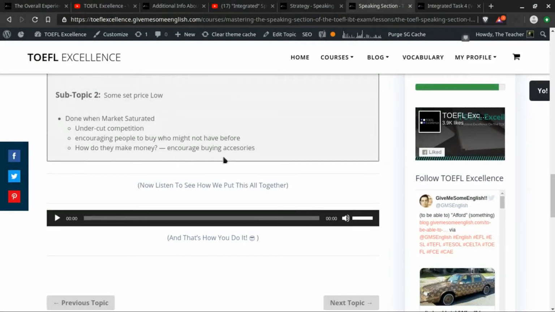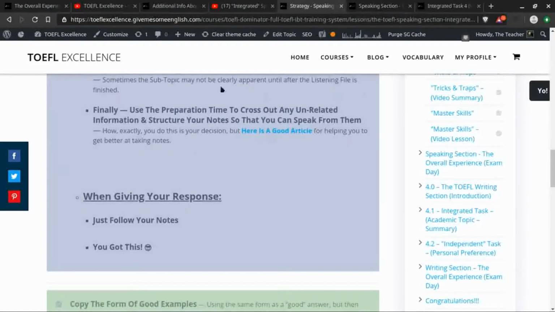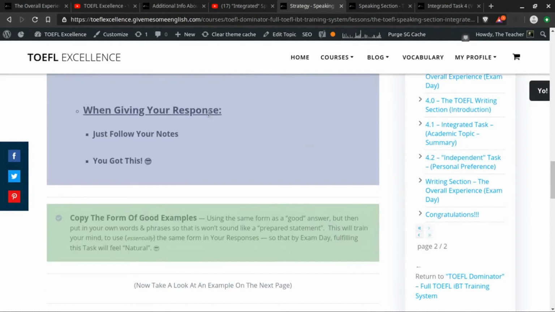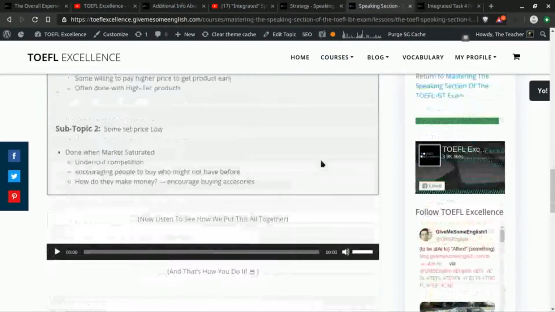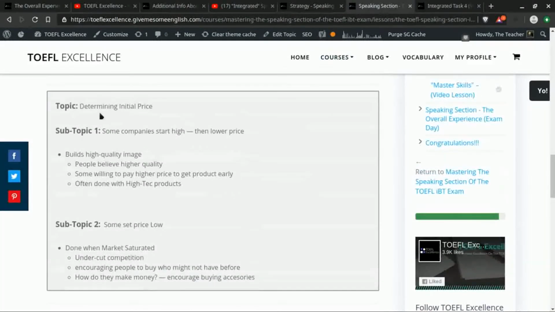So when you finally get to the point of speaking about this, there's probably going to be a lot of extra information that's written down on your notes that you don't need to speak about. If it's obvious that you don't need to speak about it, you can take that time to cross out that irrelevant information. That way it doesn't distract you when you're speaking. And then when giving your response, just follow your notes. And if you're in the course, when you're listening to this example response, look at the notes to see how I spoke just by using the notes.